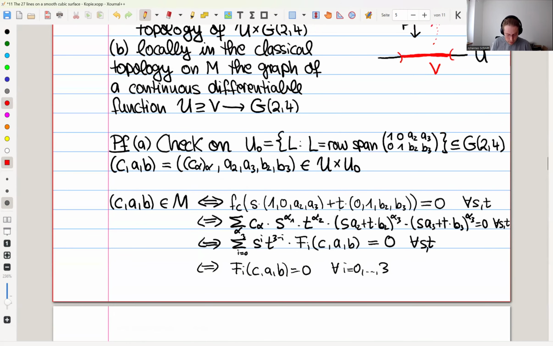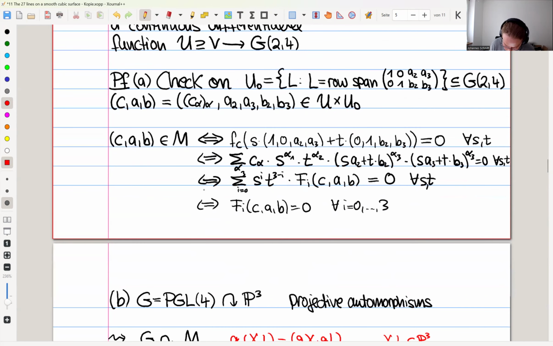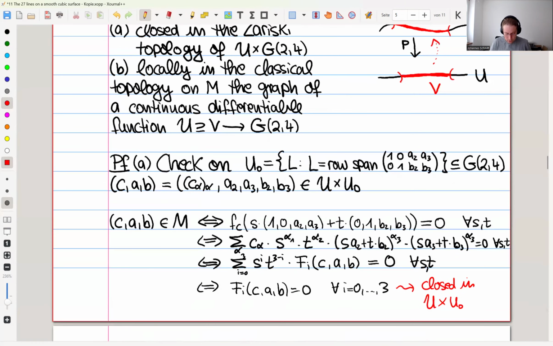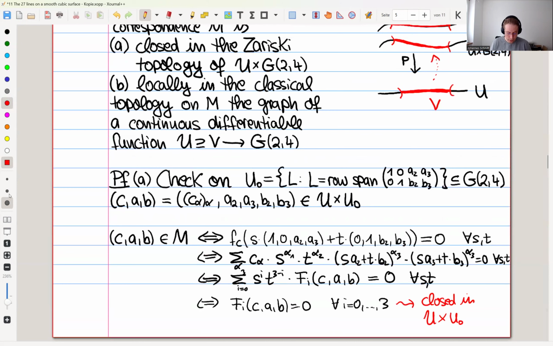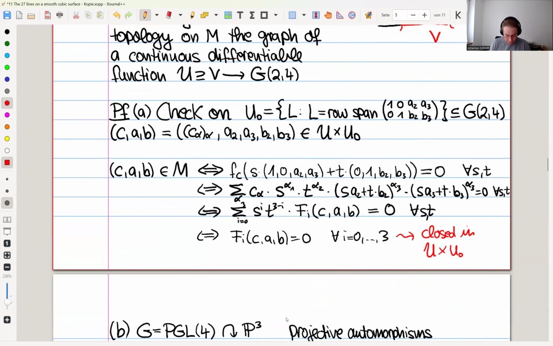And now we see we started with the condition that this is a point in M, and now we have just a polynomial in these coordinates. And so this cuts out a closed condition. So this is closed in U cross U0. And this is what we wanted to show. We wanted to show that M is closed in the classical topology, so it's cut out by some conditions. And this has worked.